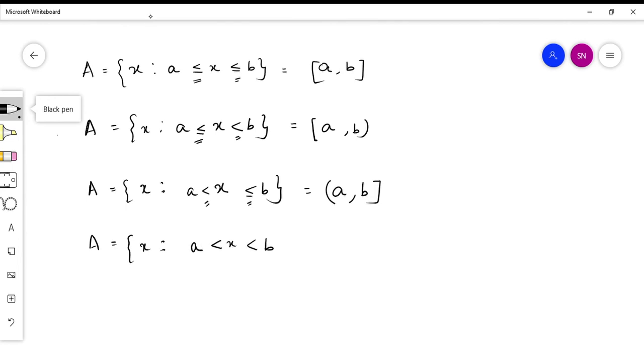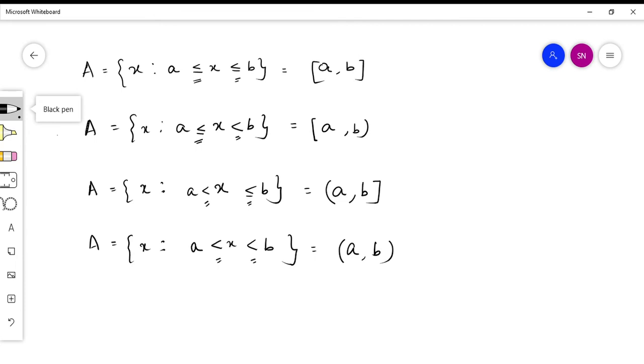Now lastly, the fourth combination is the set of all x such that A less than x less than B. So in this case, what will I do? I write A, I write B. Since I see both places written as less than symbol, I will not include the values. So when I don't include the values, I get curved brackets. I hope this is clear to everybody here.